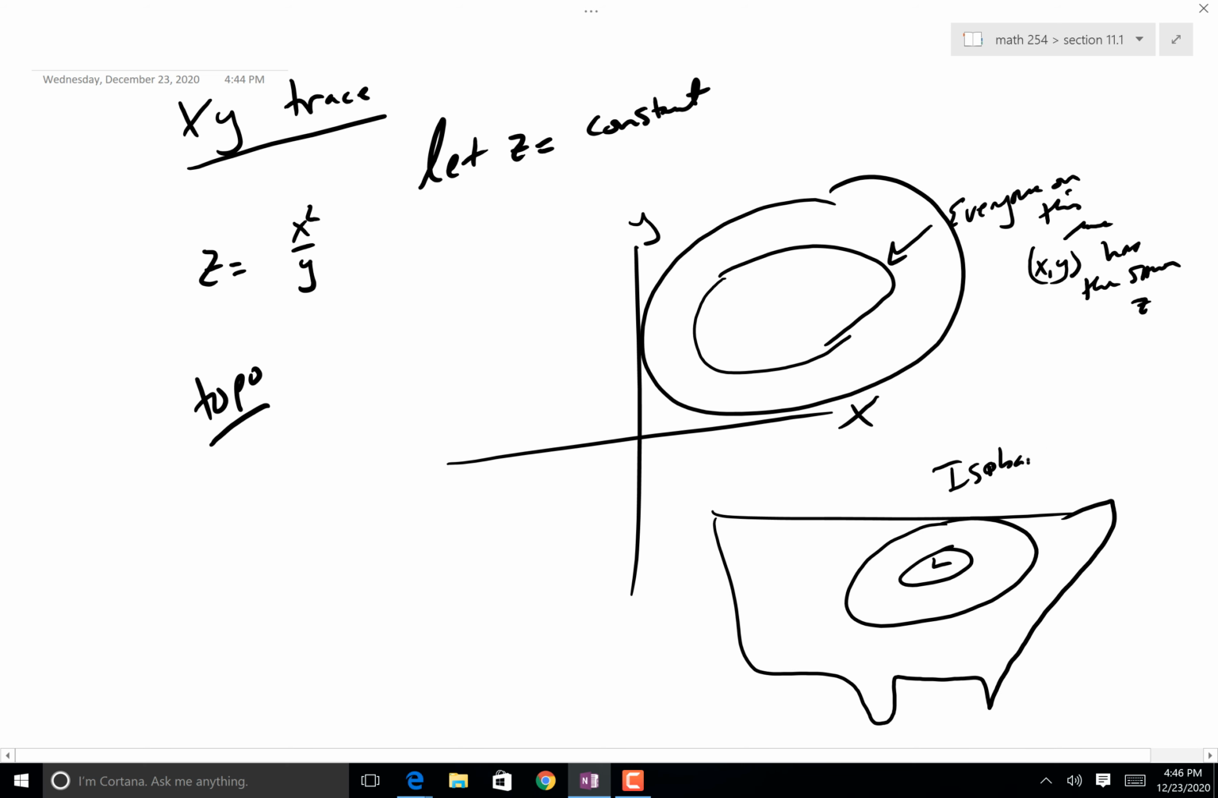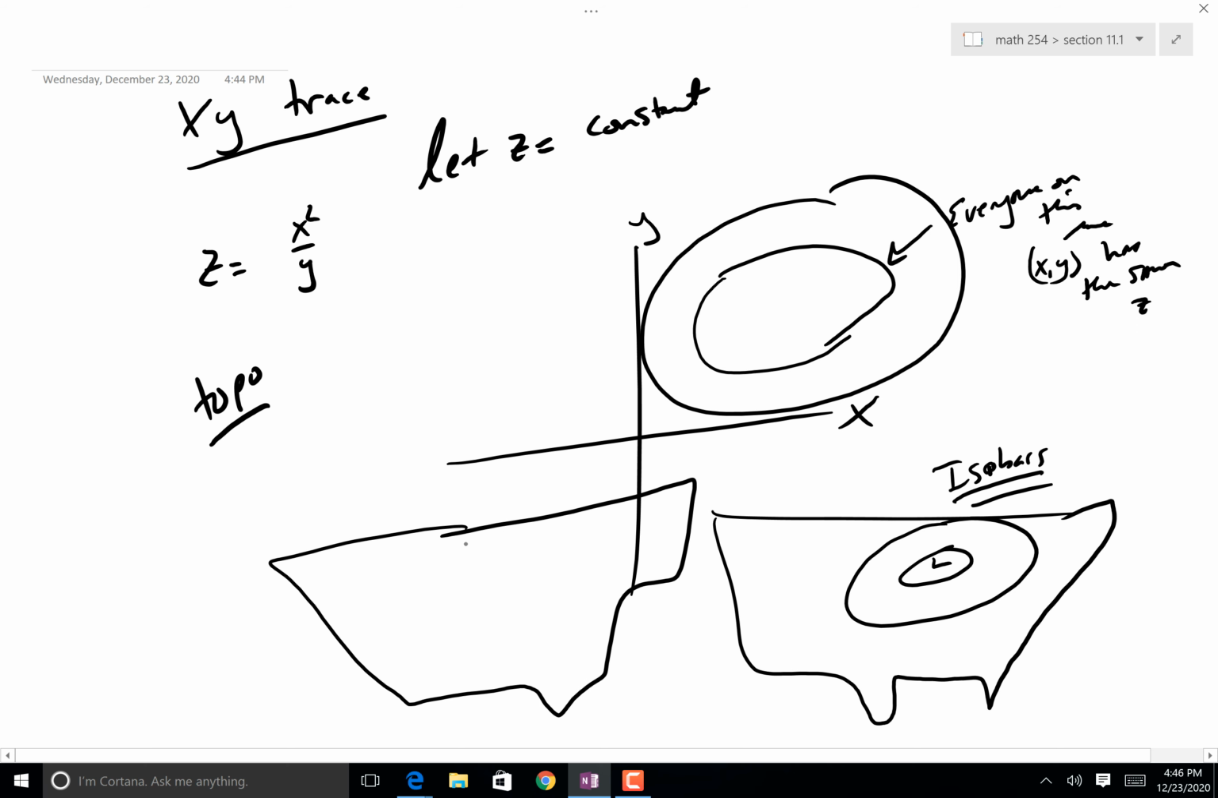Everywhere on these bars will have the same pressure. Ooh, cool. What about... apparently the U.S. looks different now. Whatever, don't really care. Hey, look right here. Look, 80 degrees, 90 degrees. What? Oh, look, these are isotherms.